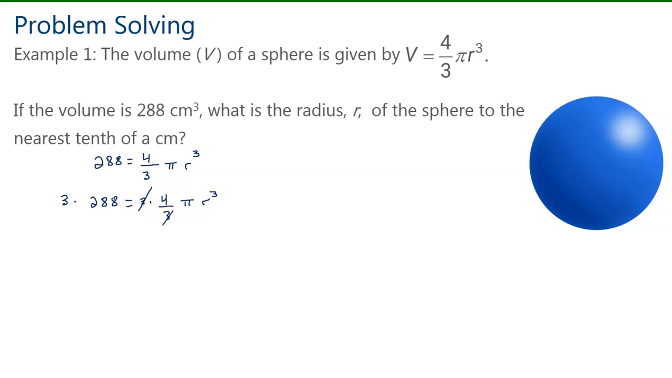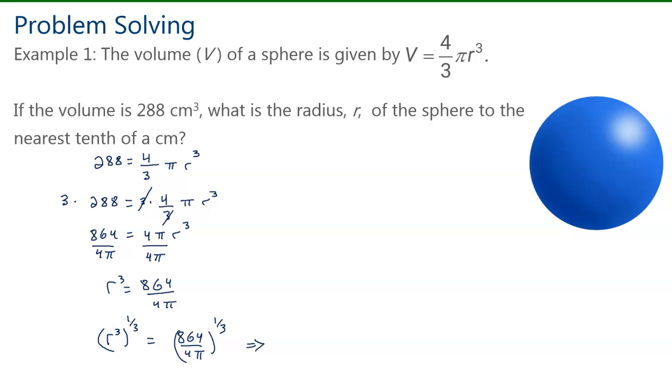The 3's cancel. I'm left with 3 times 288, which is 864. And that's equal to 4 pi r cubed. I want to isolate this for r cubed, so I'm going to divide both sides by 4 pi. That now gives me r cubed isolated as 864 all over 4 pi. To undo the cube, let's use a trick from before. Let's raise both sides to the 1/3 to undo the r cubed. So 864 all over 4 pi to the 1/3.